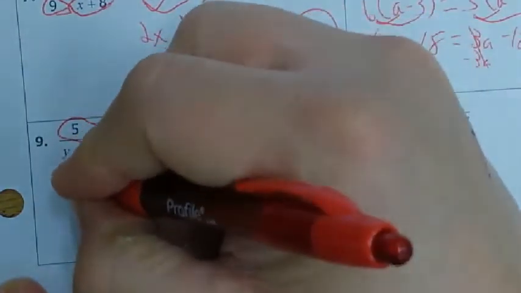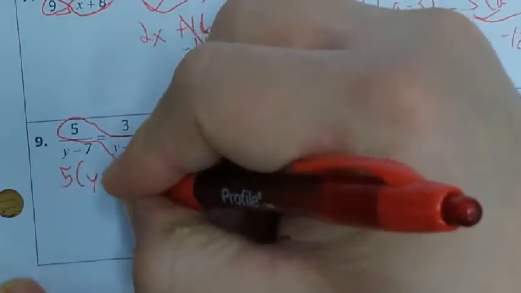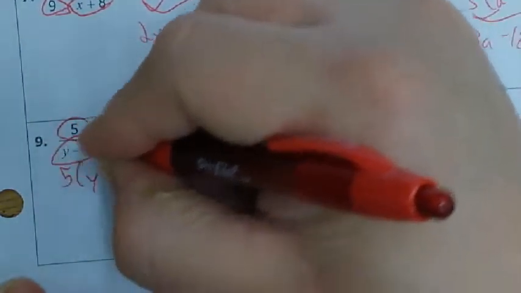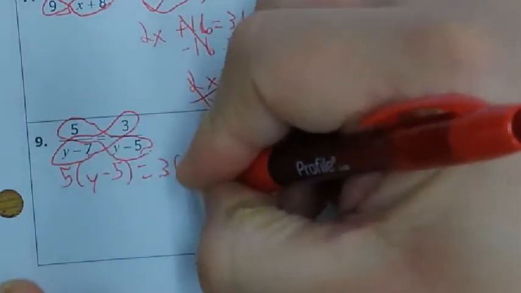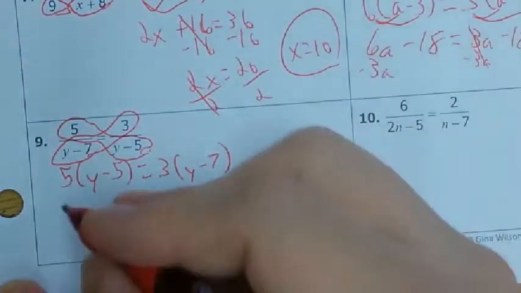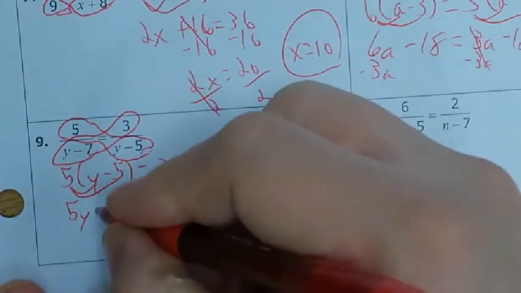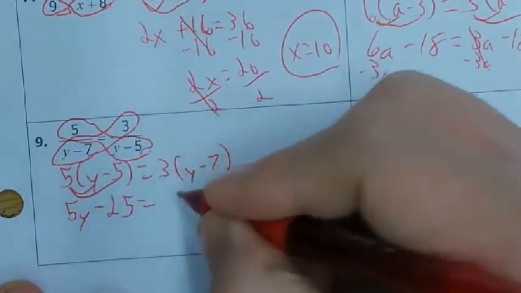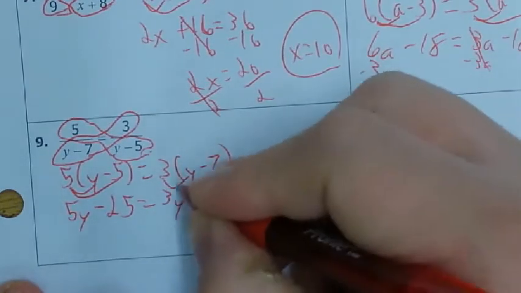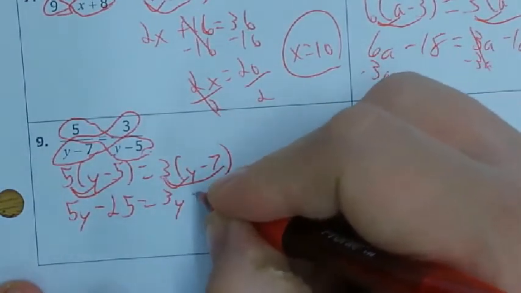So now this one we're going to cross multiply. 5 times y minus 5 equals 3 times y minus 7. So 5 times y is 5y. 5 times negative 5 is negative 25. 3 times y is 3y. 3 times negative 7 is negative 21.